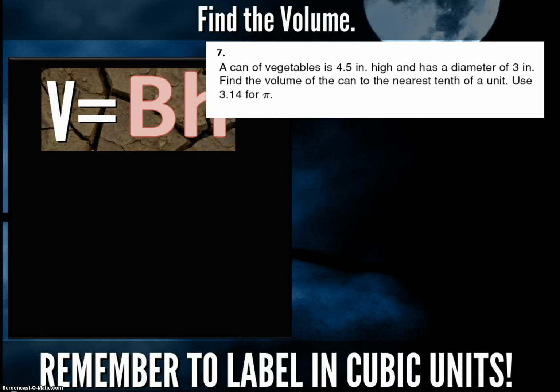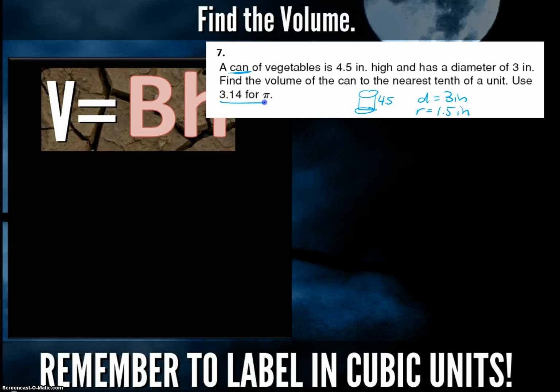This next one's a word problem. Before you have the word problem, you want to draw yourself a picture. Go for it. You have a can that's 4.5 inches high. The diameter is 3 inches. So the radius would be half of that. Radius is half, which would be 1.5 inches.